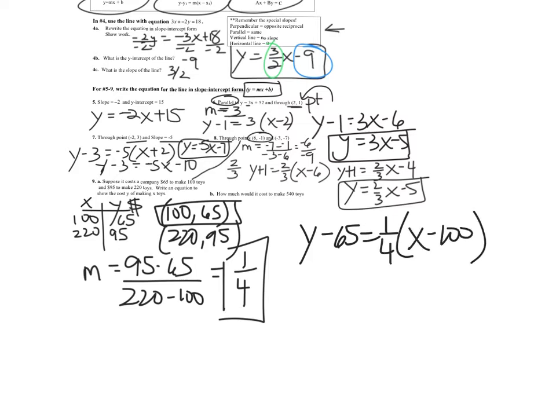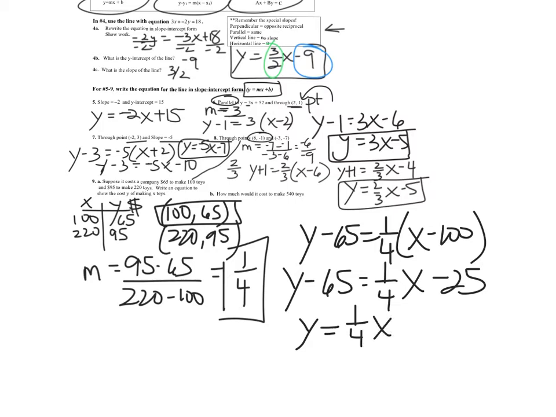And then distribute the 1/4. So I have 1/4 x, and 1/4 of 100 is 25. And then add 65 to the other side. So I get y equals 1/4 x plus 40. That would be the equation.